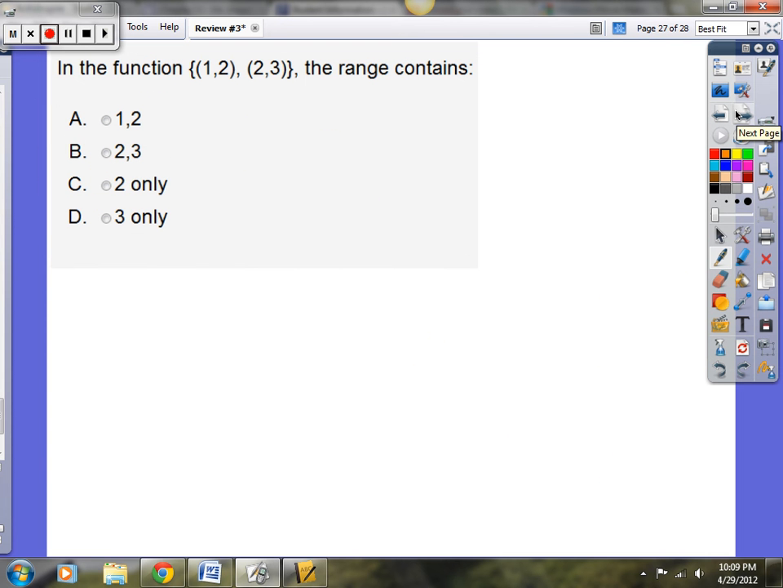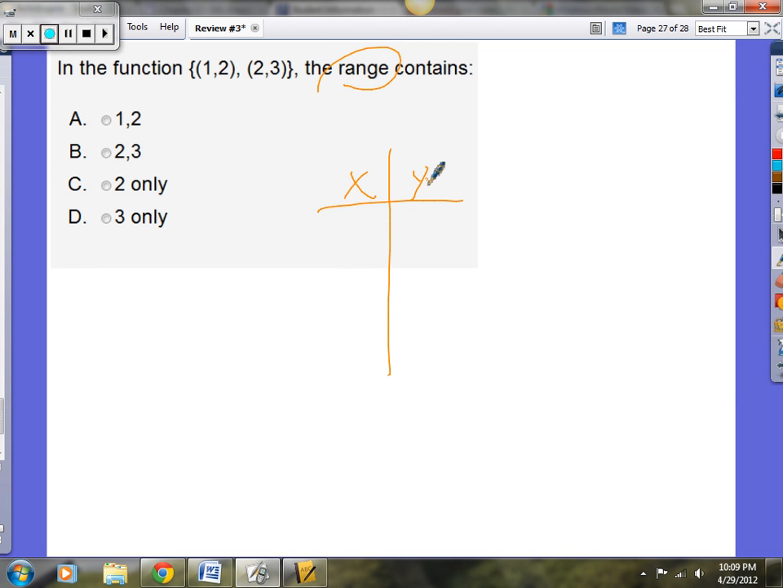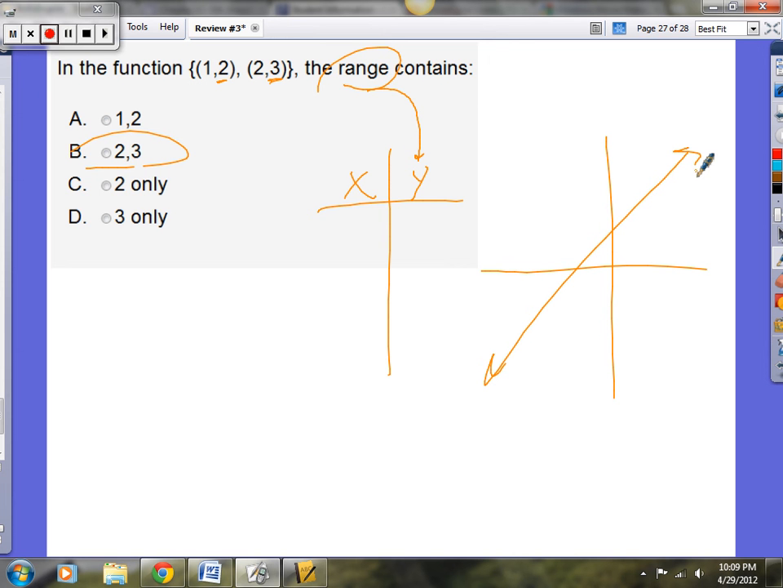Okay, last one, range. Range is all of your y's. That is your range right there. So your range is going to be 2 and 3. So B. So range, if you're looking at a graph, this graph right here, and they ask you what the range is, the range is the y, so how far up and down it goes. This line, the arrows mean it goes forever. So if you look to the right, that's going to keep climbing. It's going to reach all the way to infinity. If you look to the left, it's going down. So the range on this one would be all real numbers for this graph.